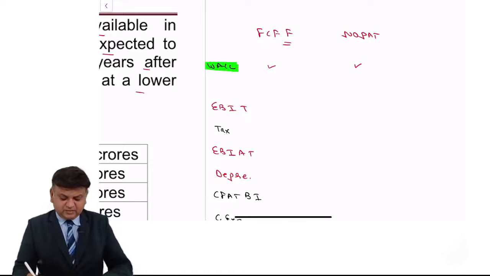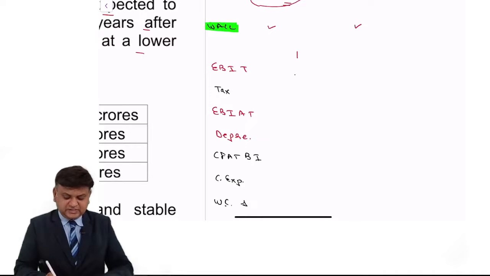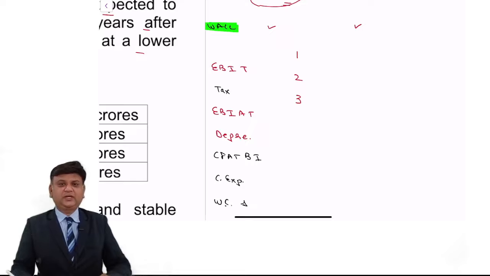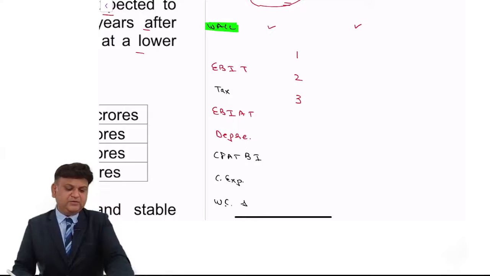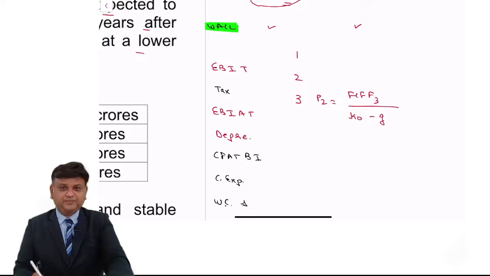Dear students, we will calculate this free cash flow for the firm for the first year, the second year, and even for the third year. The free cash flow for the firm for the third year is going to grow at a constant rate for perpetuity, which is provided to us at 9%. So we calculate P2 using free cash flow for the firm for the third year divided by weighted average cost of capital, or overall cost of capital, minus growth rate. That is the way P2 is calculated.